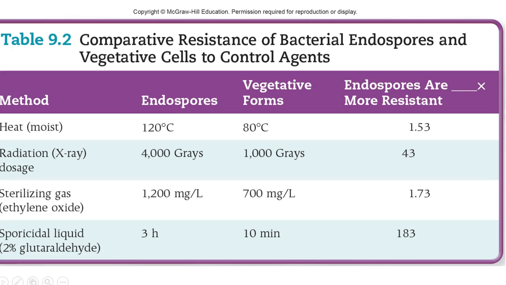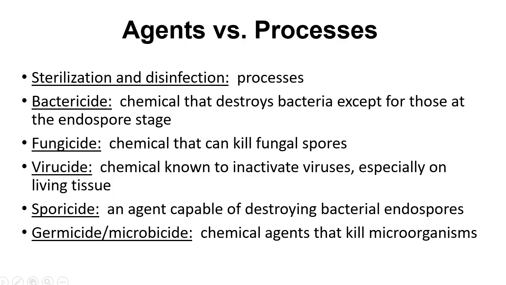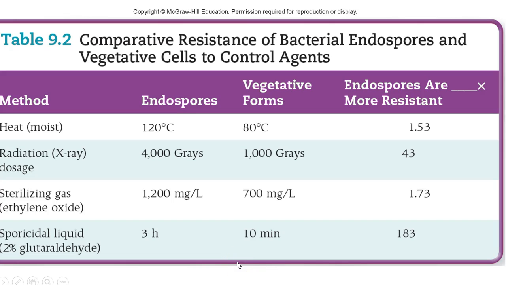Really quick, let's look at comparing endospores and vegetative forms. Endospores, obviously, they need a higher heat, a higher amount of x-rays, a higher amount of ethylene gas, and a longer time with the sporocidal liquid to die. Vegetative forms are much easier to kill. Lower temperature, 10 minutes with a glutaraldehyde. That's pretty simple.